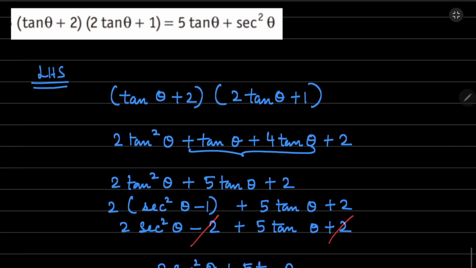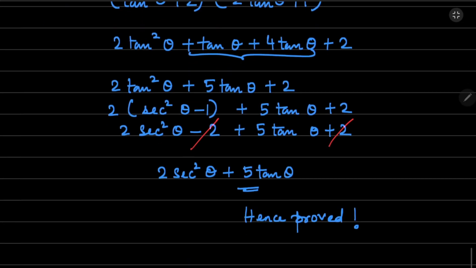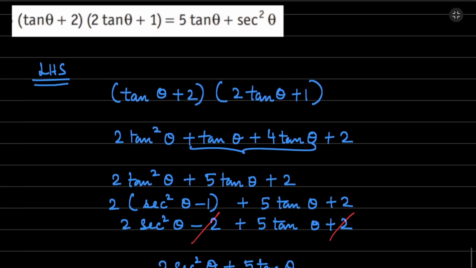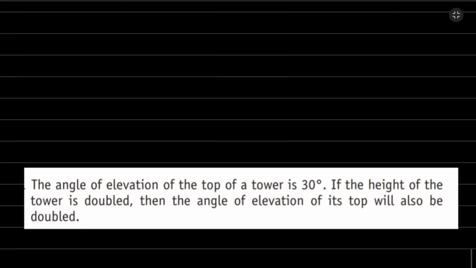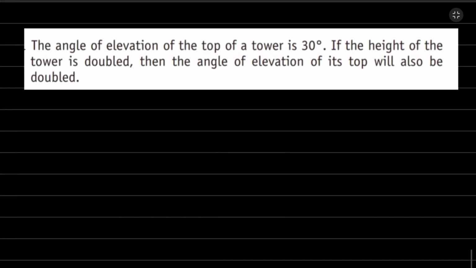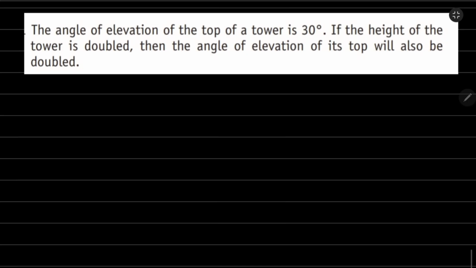Okay. I hope it's clear. Let's move on to the fifth question. The angle of elevation of the top of a tower is 30 degrees. If the height of the tower is doubled, then the angle of elevation of the top will also be double. You have to show that. Okay. Let us see. Initially, let us draw a tower of height h. So let this be the tower of height h. And then the tower's height is doubled.